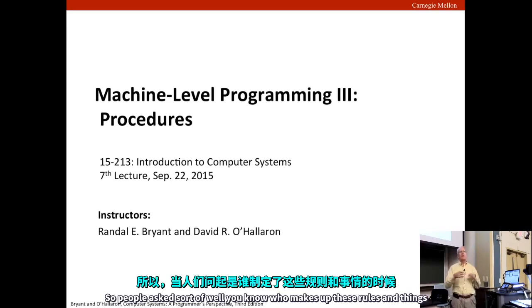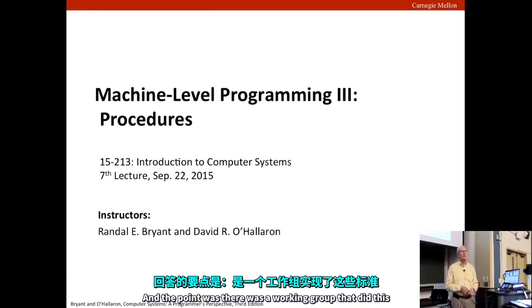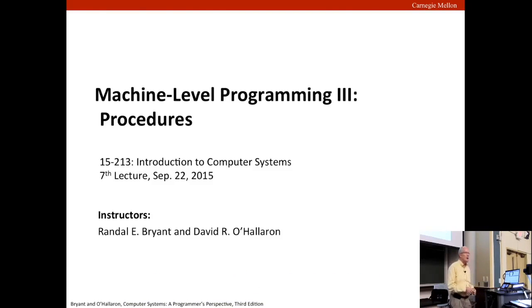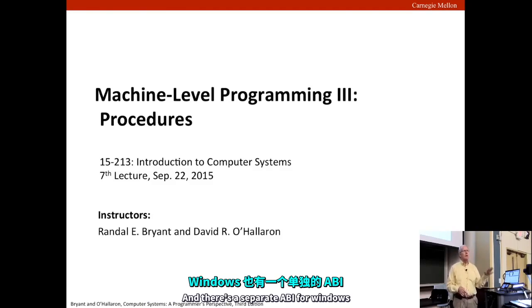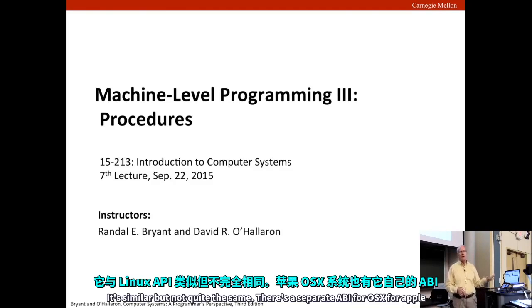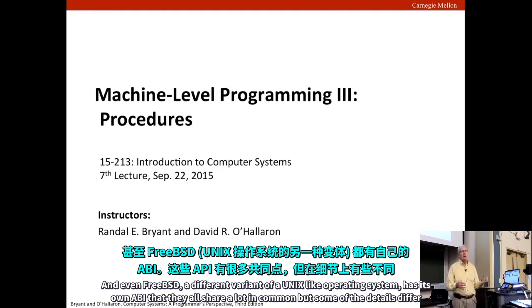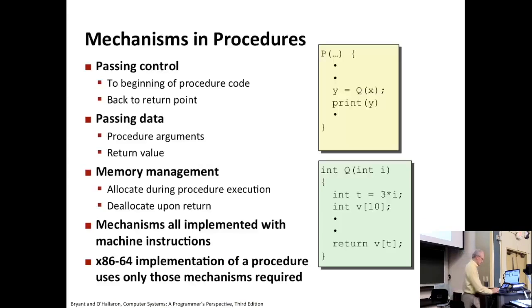So people ask, well, who makes up these rules? And the point was there was a working group that did this. And there's a separate ABI for Windows. It's similar, but not quite the same. There's a separate ABI for OS X for Apple, and even FreeBSD, a different variant of a Unix-like operating system, has its own ABI. They all share a lot in common, but some of the details differ.